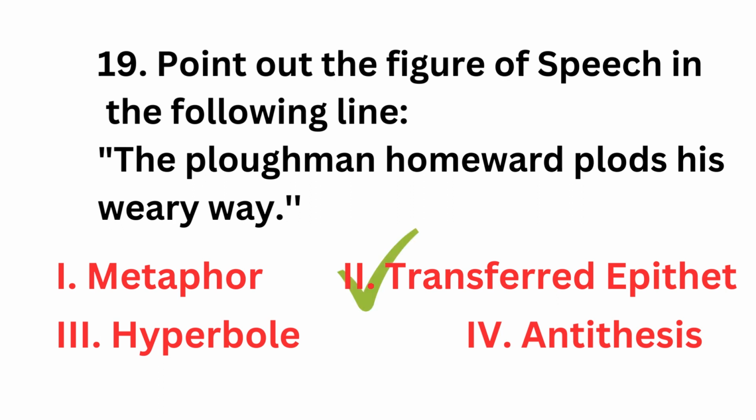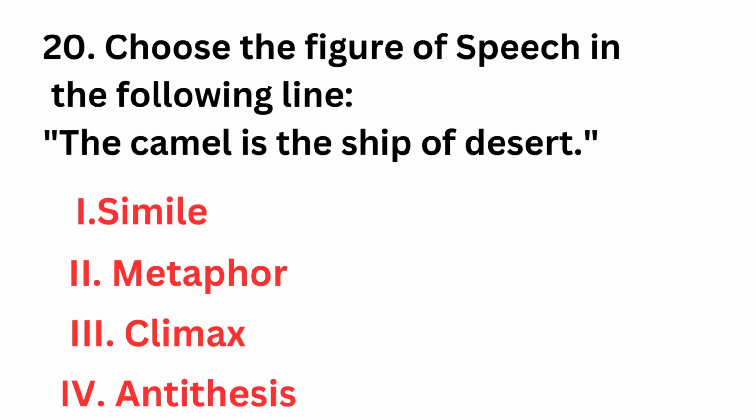transferred epithet. Next one, choose the figure of speech in the following line. The camel is the ship of desert. Here are four options: simile, metaphor, climax, and antithesis. Here's a direct comparison between camel and the ship of desert. Camel is known as the ship of desert, right? So it is an implied simile, it is metaphor.